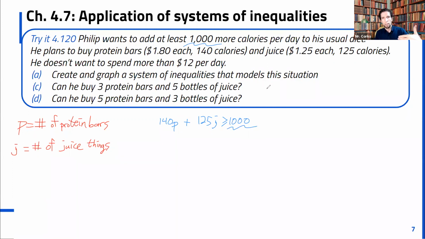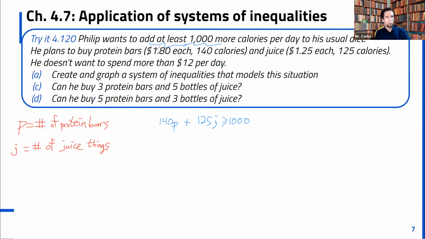Do we want to be, so 1000 is a key number, but do we want to be 1000 or more or 1000 or less? And it's telling us at least. So just think, more than 1000, is that okay? Yes. Exactly 1000, is that okay? Yes. Less than 1000, is that okay? No, he wants to add at least 1000, because he's exercising or something. So less than that is not going to work. So greater than or equal is the right way to represent this.